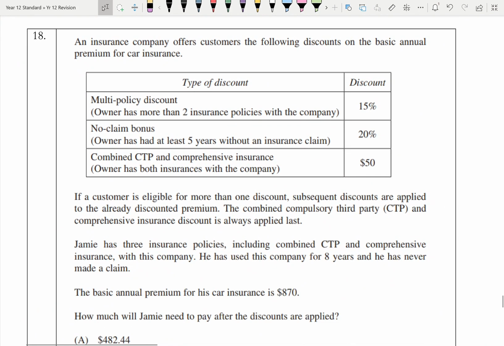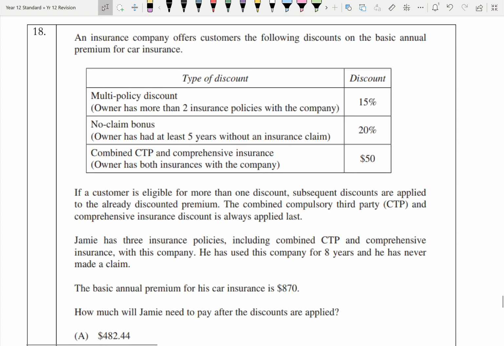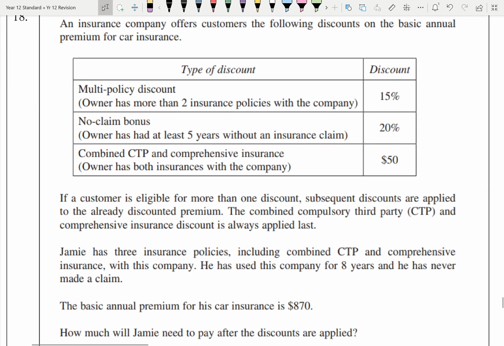Okay, final last question, question 18. We have an insurance company that offers customers the following discounts based on the basic annual premium for car insurance. Okay, so we have three types. The first discount is a multi-policy discount. So if an owner has more than 2 policies, they get 15% off.